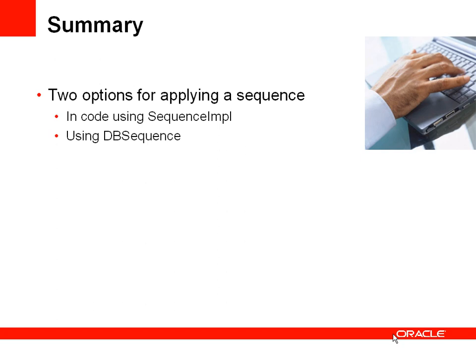So you've seen two different options for applying a sequence. One which was using the SequenceImpl object, where we apply the sequence in code, or using the DB sequence type on an entity object attribute.